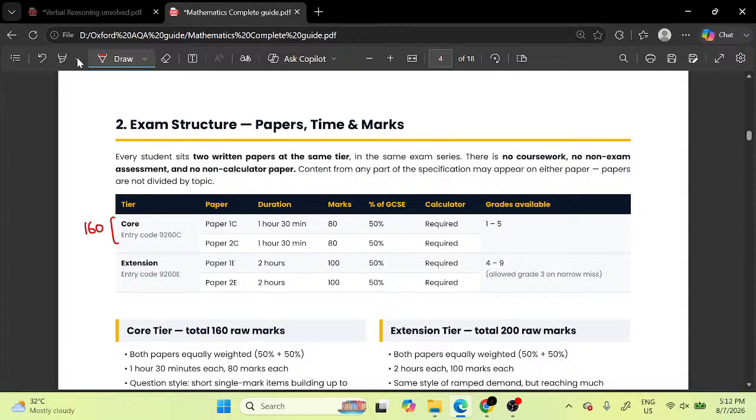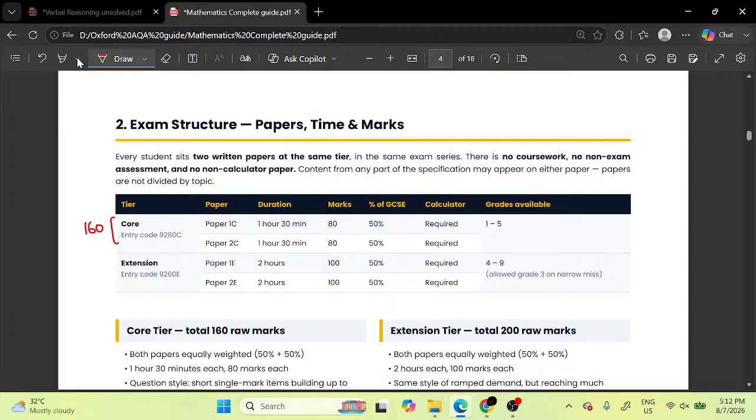And the calculator is required for both of the papers, so it means you are allowed to use the calculator in both of the papers. Either you are in core tier or extension tier, doesn't matter, you are allowed to use the calculator. All right, next, the grading system.